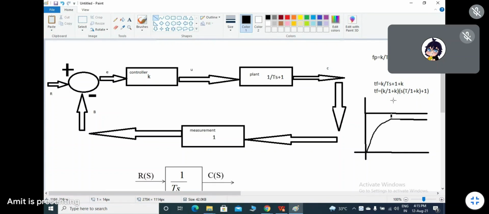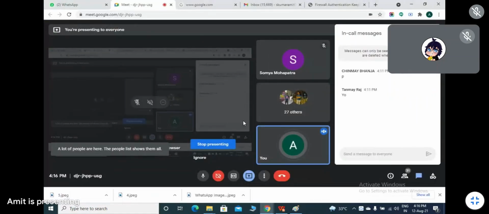But it is reducing, offset is reducing, isn't it? My point is, whenever I am increasing the gain or k value, offset is decreasing. Getting this one, yes or no? Yes, sir.